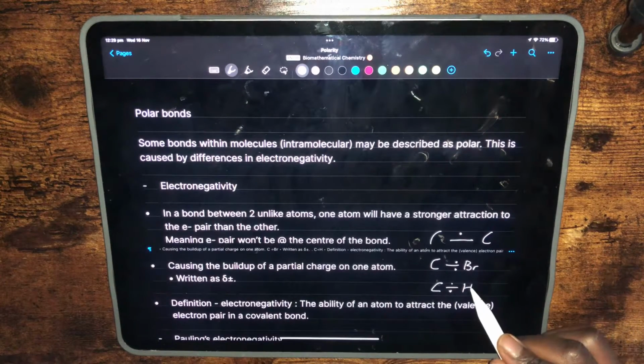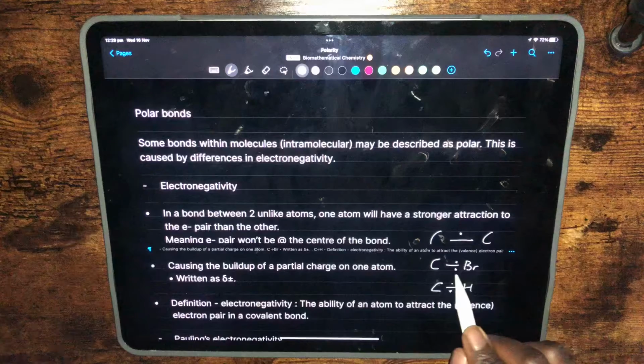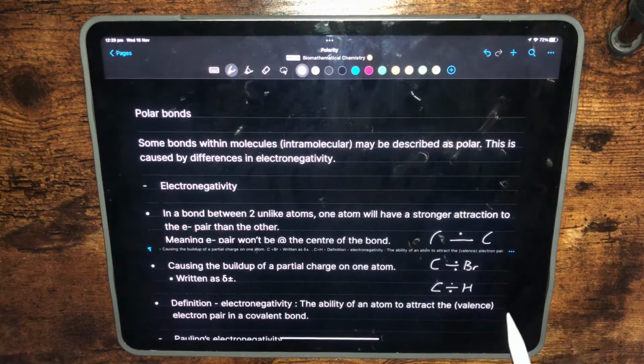It's more to do with the difference in electronegativity. The larger the difference in electronegativity, the further away the electron pair is from being at the center of the bond.